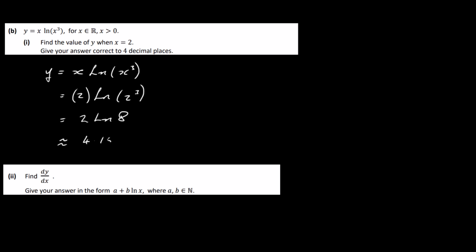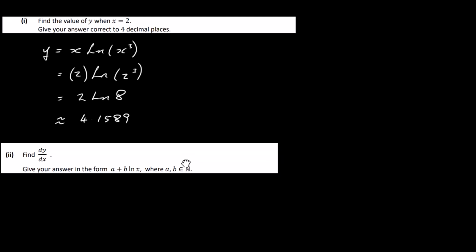Okay, so let's see. We start with y is equal to x log x cubed. So what we've got to do is find the value of y when x is equal to 2. So all we've got to do is put 2 in there, put 2 in there and cube it. And that's really it. So you just really need to stick that into your calculator. It's really 2 log 8 into your calculator, and what you'll get to 4 decimal places is 4.1589. And that's it for part B.